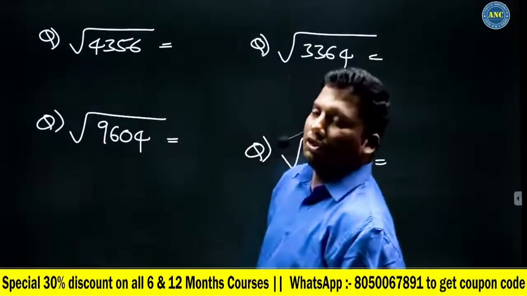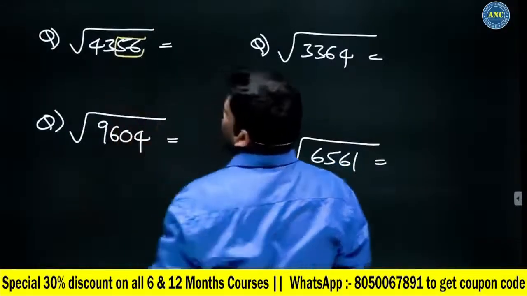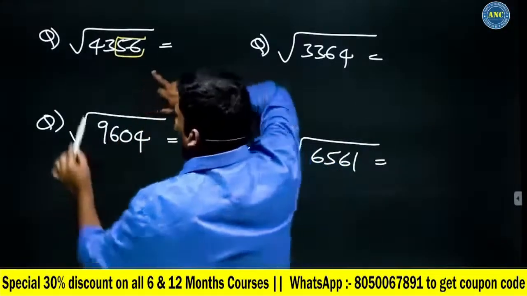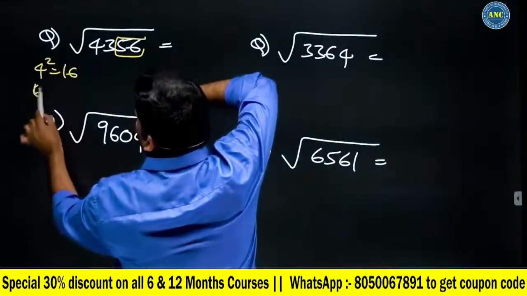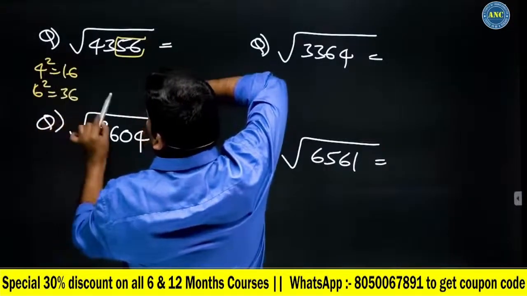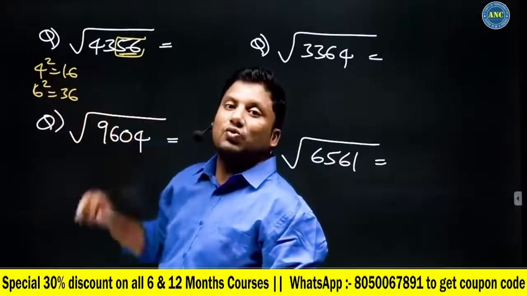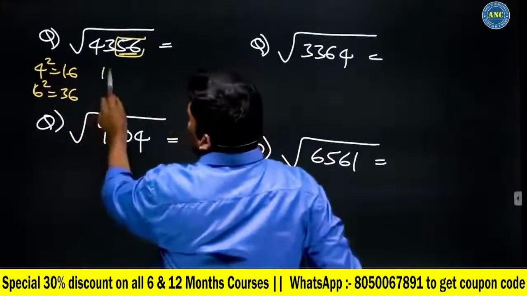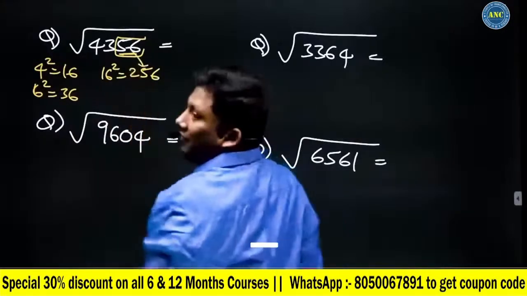Square root of 4356. First step, last 2 digits is 56. It is ending with 6. 4 square is 16, 6 square is 36. But I want last 2 digits 56. 14 square is 196. 16 square is 256.